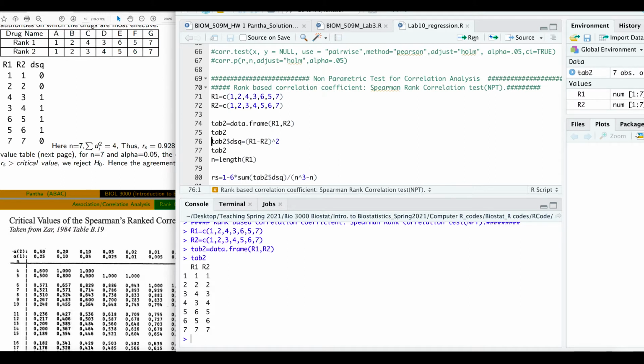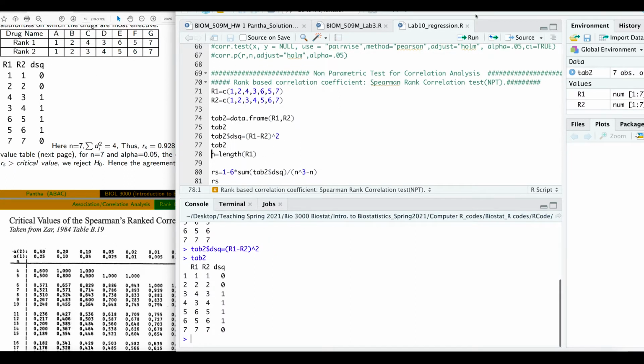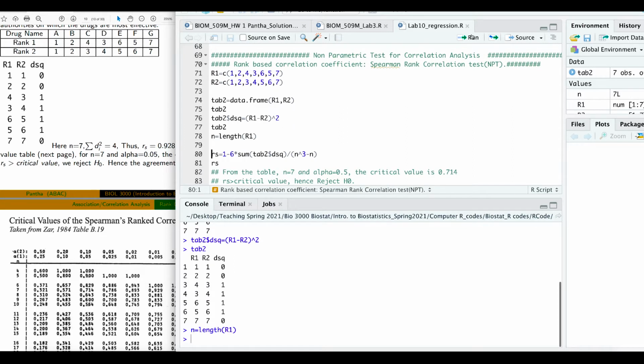And then what we are doing here is we are finding the difference between the ranks and then squaring them. So 1 minus 1 is squared, that is R1 minus R2, and then squared is the new column that I added, D squared. You see that? And N is the length of R1 or length of R2 because they are equal length. Okay.